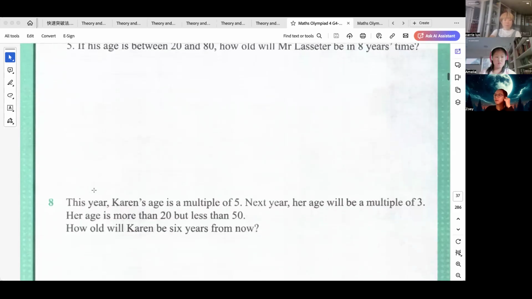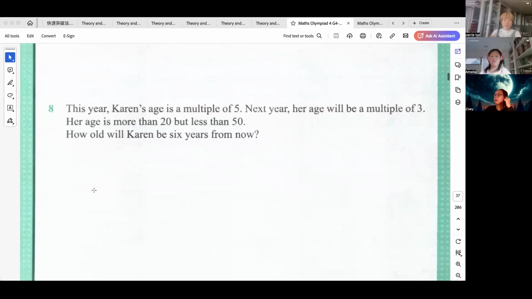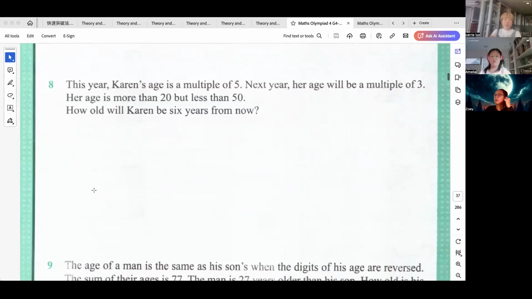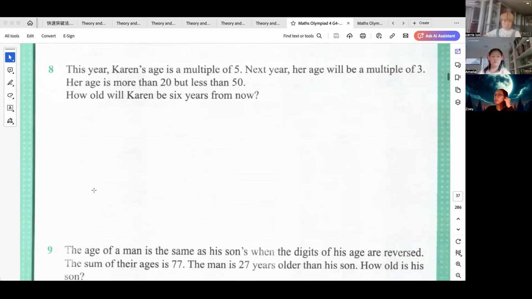Okay, number 8. This year, Karen's age is a multiple of 5. Next year, her age will be a multiple of 3. Her age is more than 20 but less than 50. How old will Karen be 6 years from now? Very easy, same question. So 2 minutes, try to get them done, okay?